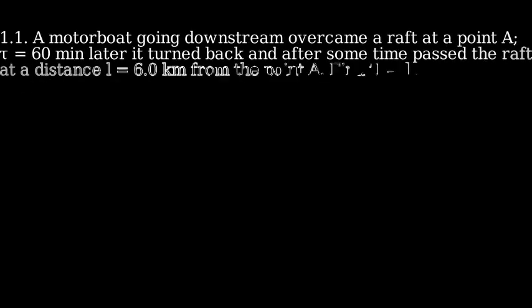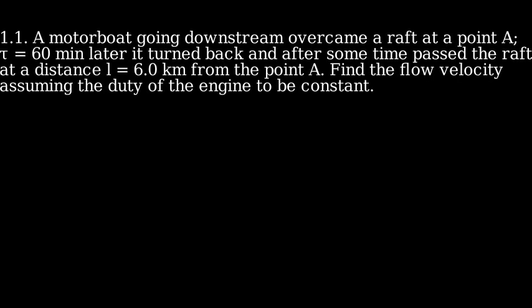This physics problem involves a boat and a raft on a flowing river. Let's read the problem statement. A motorboat going downstream overtook a raft at point A. 60 minutes later, it turned back, and after some time, passed the raft again at a distance of 6.0 kilometers from point A. Find the flow velocity of the river, assuming the duty of the engine to be constant.